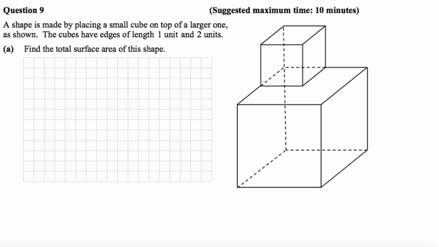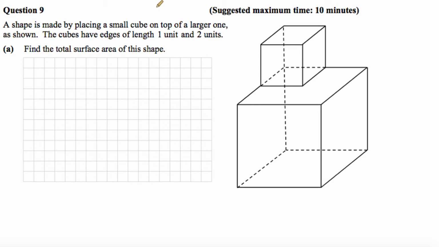So this is the 2016 Junior Cert High Level Paper 2, and we're looking at question number 9. A shape is made by placing a small cube on top of a larger one, as shown. The cubes have edges of length 1 unit and 2 units. Part A says find the total surface area of this shape.